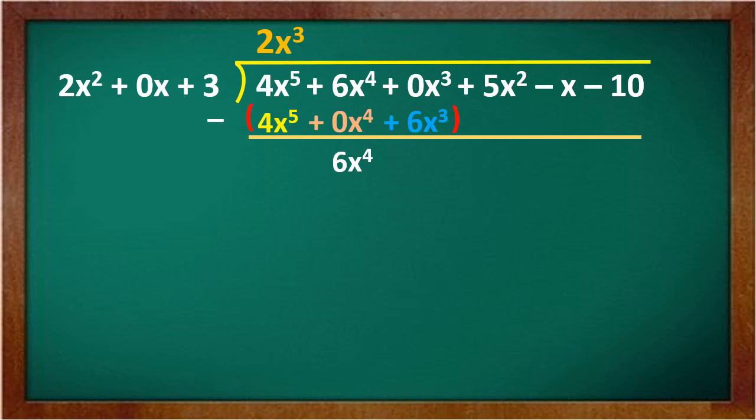You may use your calculator here or use the process of subtracting integers. Isn't that what we do here? Proceed to addition and then change the sign of the subtrahend. So it becomes negative 6, then 0 plus negative 6. So that is negative 6x cubed. To make it faster, use your calculator. And then bring down 5x squared.